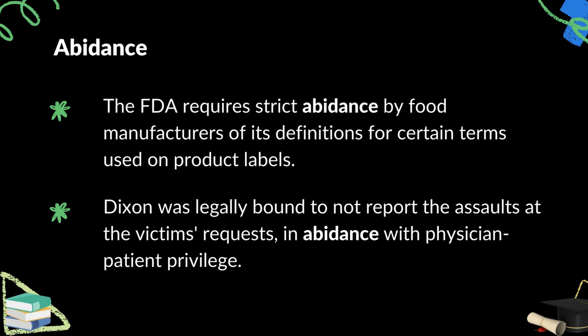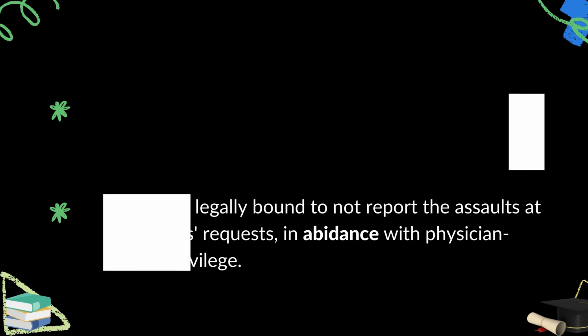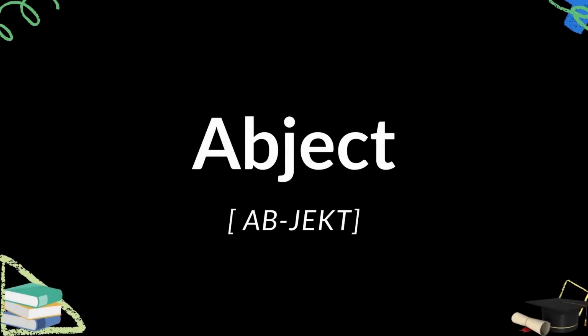2. Dixon was legally bound to not report the assaults at the victim's requests, in abidance with physician-patient privilege. The next word is abject.